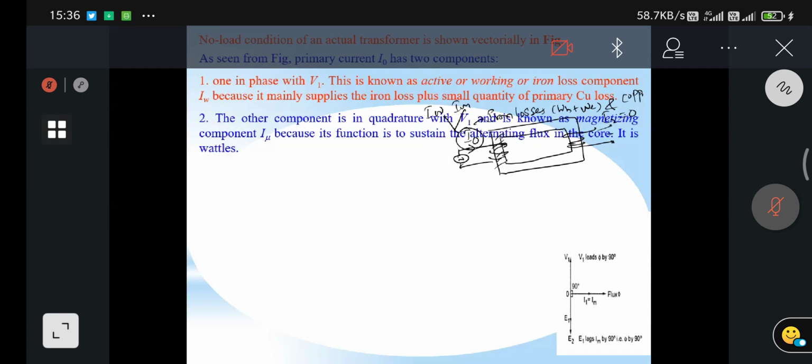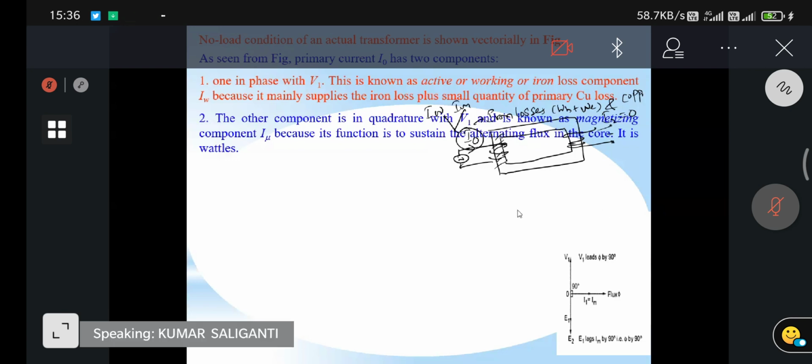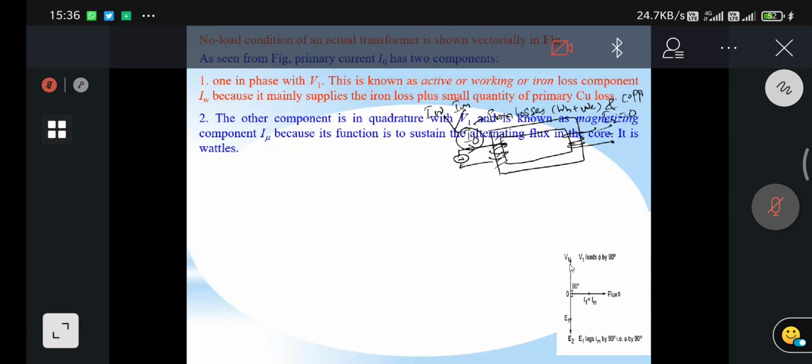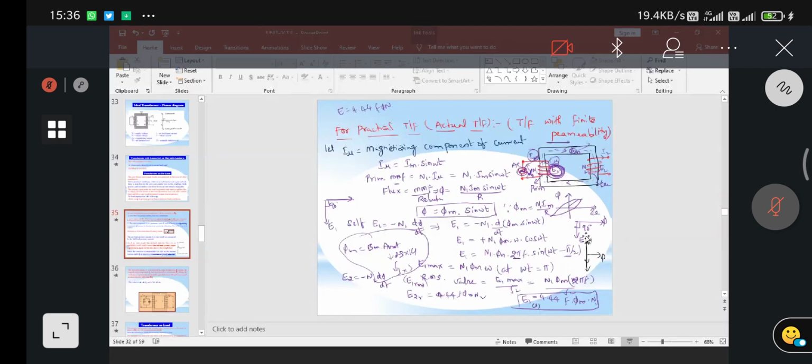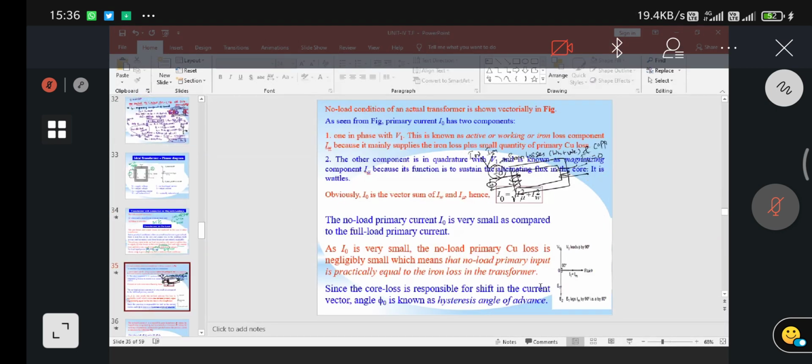Otherwise, you can take this, remove this. You may get some confusion. Please tell me, anyone. Shall I continue or not?